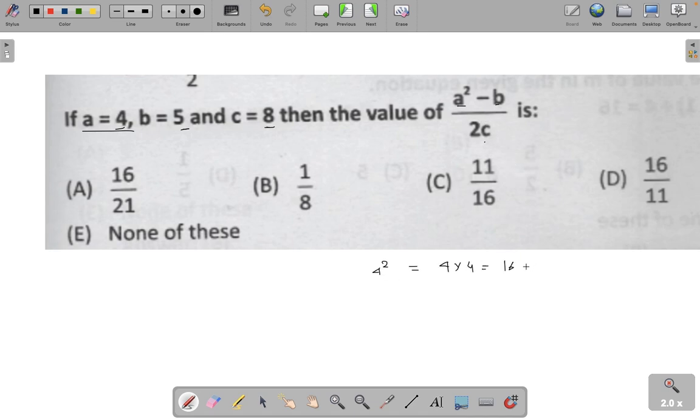So what is the value of 4 square? 4 square means 4 times 4. Right, so this is 16. The value of B is 5. So 16 minus 5, this is the numerator. So 16 minus 5 is 11. And then what is the value of C? C is given as 8. So 2 times C, 2 times 8 is 16. So you'll get 11 upon 16, which is the answer.